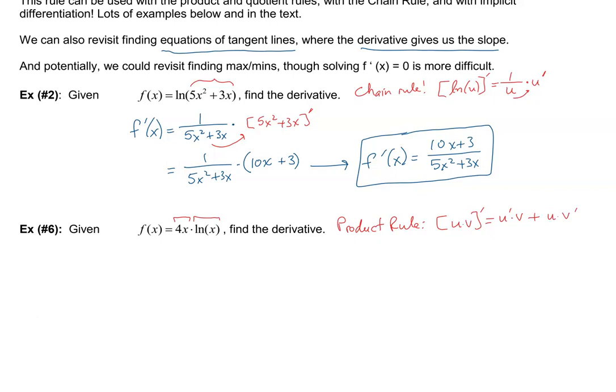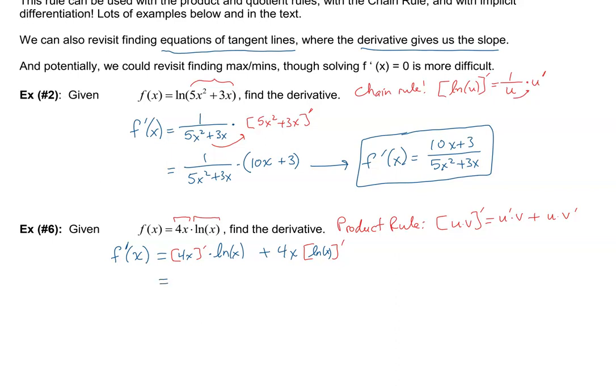So here we go again, because we're just getting used to the stuff with logs. f prime of x equals, I'm going to take the derivative of the 4x and leave the natural log of x alone. And then my plus sign, I leave the 4x alone, and then I'm going to multiply by the derivative of the log x. And that's just a plain old x inside, so no chain rule on this one.